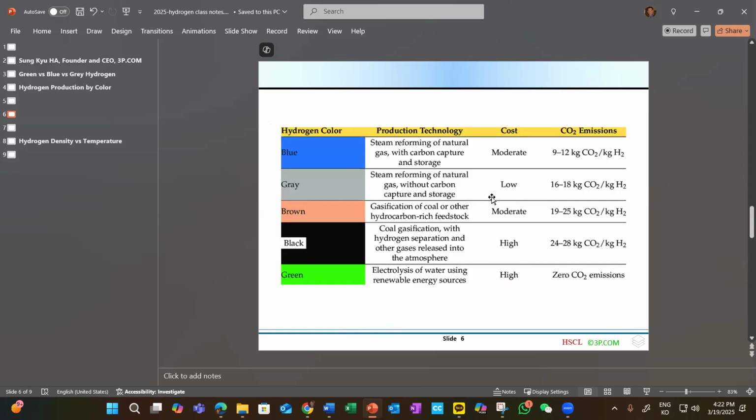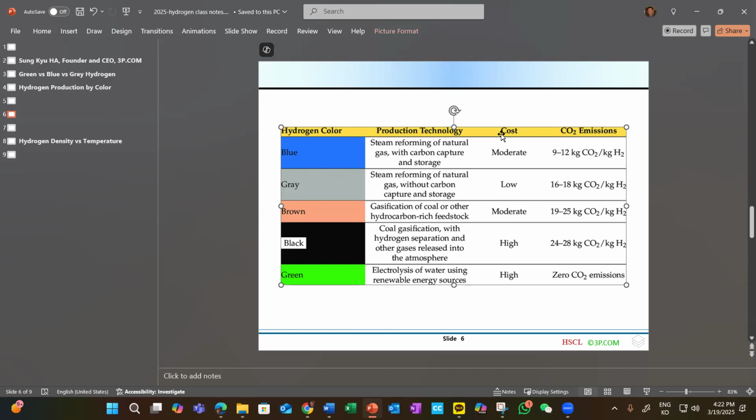Okay. Now, when we understand the technology distinguished by different colors, blue, gray, brown, black, and green, now we can get some idea about how to generate hydrogen. So again, these are different sources, different references, and production technologies. Steam reforming of natural gas with carbon capture and storage. This is blue.